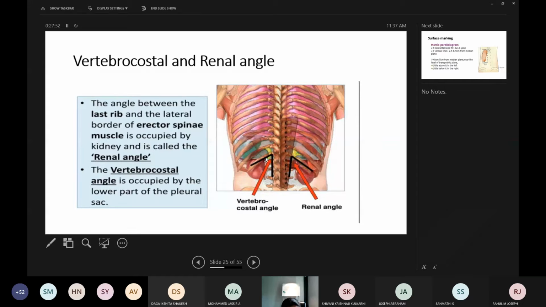Here, this is occupied by the lower part of the pleural recess. So why we should study this is, if you want to expose the kidneys from behind, retroperitoneally, while counting, we should not make a mistake in counting the ribs. Sometimes the 12th rib will be very small. At that time we confuse the 11th rib as the 12th rib and we unfortunately enter into the pleural sac. Air may enter into the pleural sac, and we may accidentally rupture it.